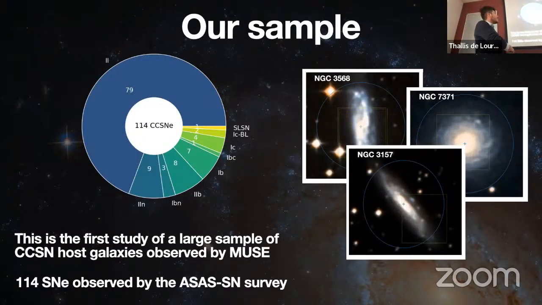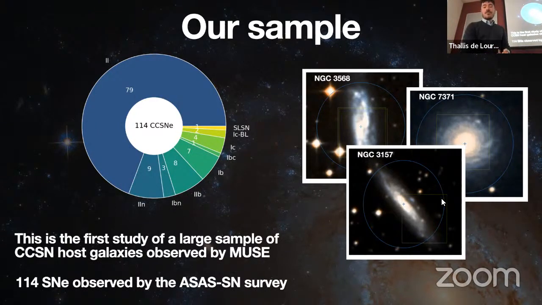So then comes my project. This project is actually the first study of a large sample of core collapse supernova host galaxies observed by the MUSE instrument. We have 114 host galaxies observed. Here I'm showing all the supernova types that we have in our sample. Most of them are type 2s, which are the most common core collapse supernova type. But we also have some interacting supernovae, type 2Ns, type 1Bns, and also stripped envelope supernovae, such as type 2Bs, 1Bs, 1Cs, and also one superluminous supernova.